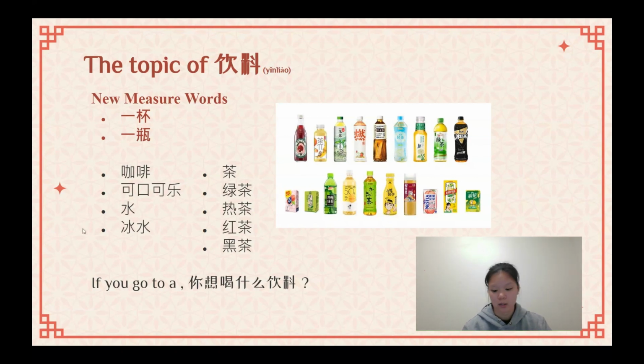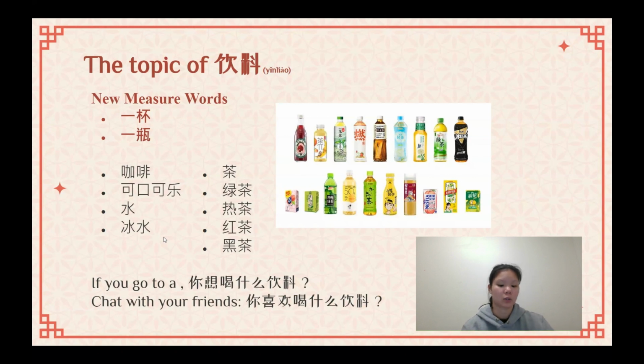Another instance could be you talking with your friends, at their house, and they could be asking, 你喜欢喝什么饮料? Same thing, except this is, what do you like to drink? You can say, 我喜欢喝咖啡. I like to drink coffee. 我喜欢喝红茶. I like to drink black tea, or 绿茶. You're just replacing that. It's very easy. You're saying I like to drink and then whatever drink. So those are how you would use 饮料 and the two new measure words, 一杯 and 一瓶.